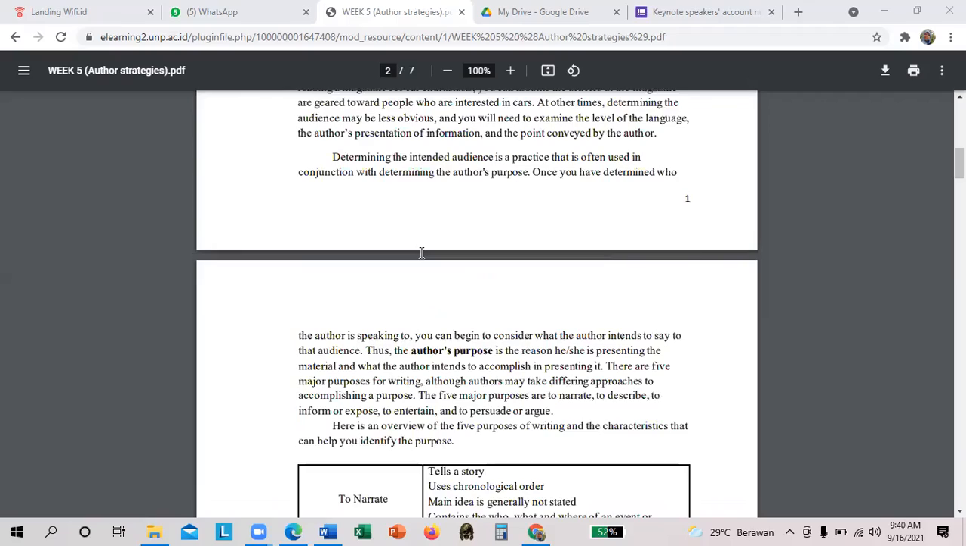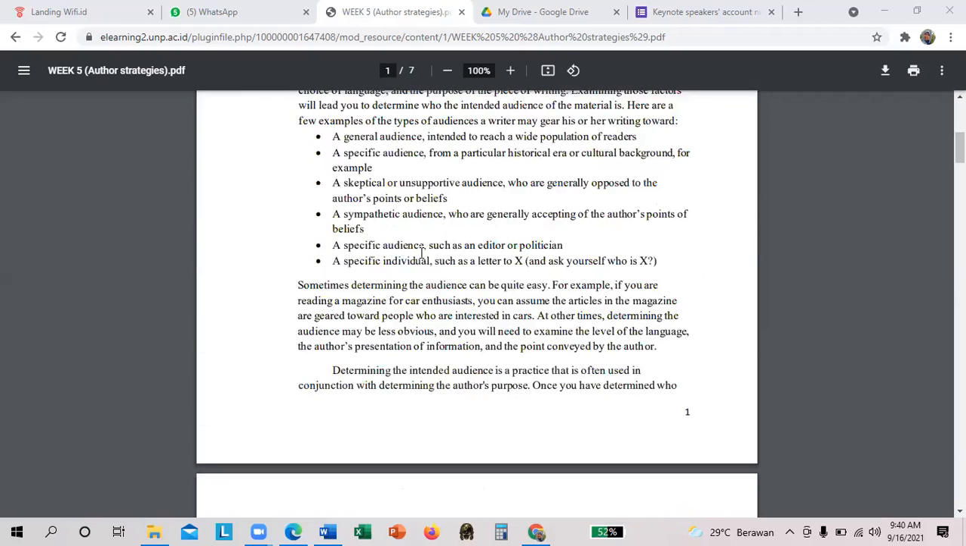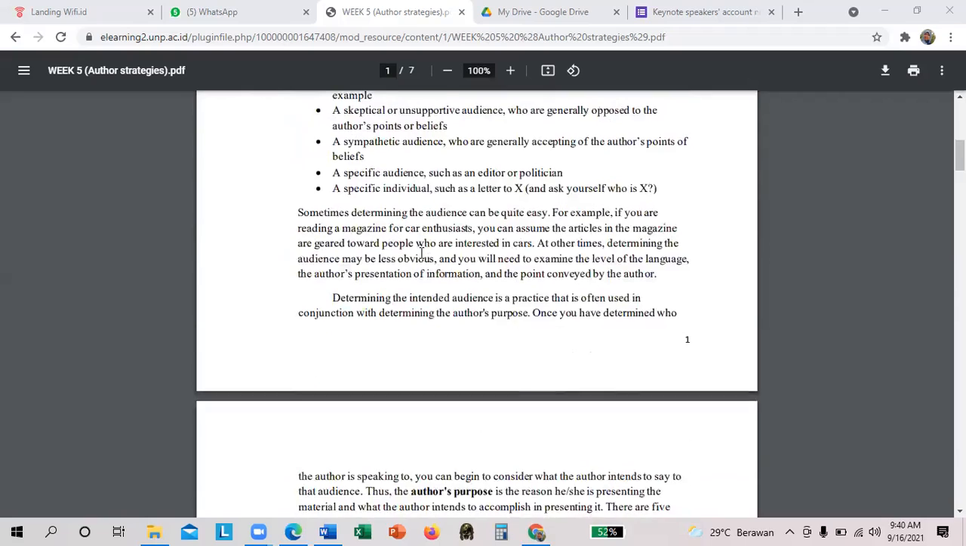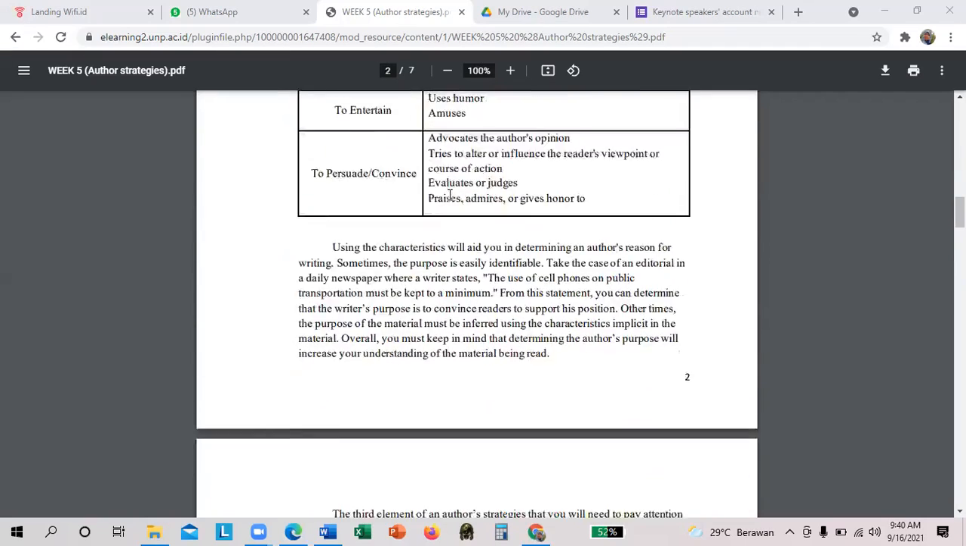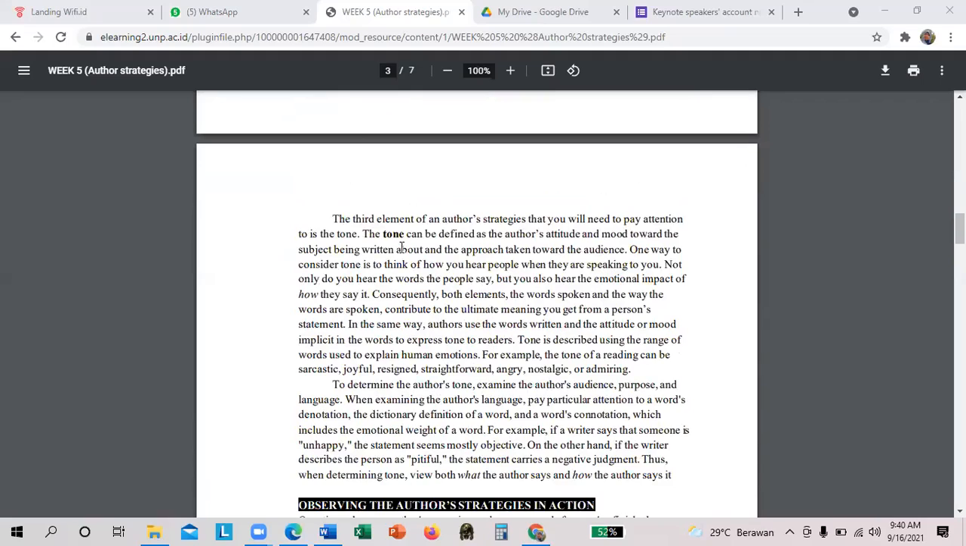Okay, right. So the first is the author and the audience. Second is the purpose, and the last one is the tone. Tone means the author's attitude or mood or feeling. So how can we know? How can we identify the author's feeling or attitude or mood in the writing? Of course, we cannot ask him, are you sad? Are you angry? No, not like that.